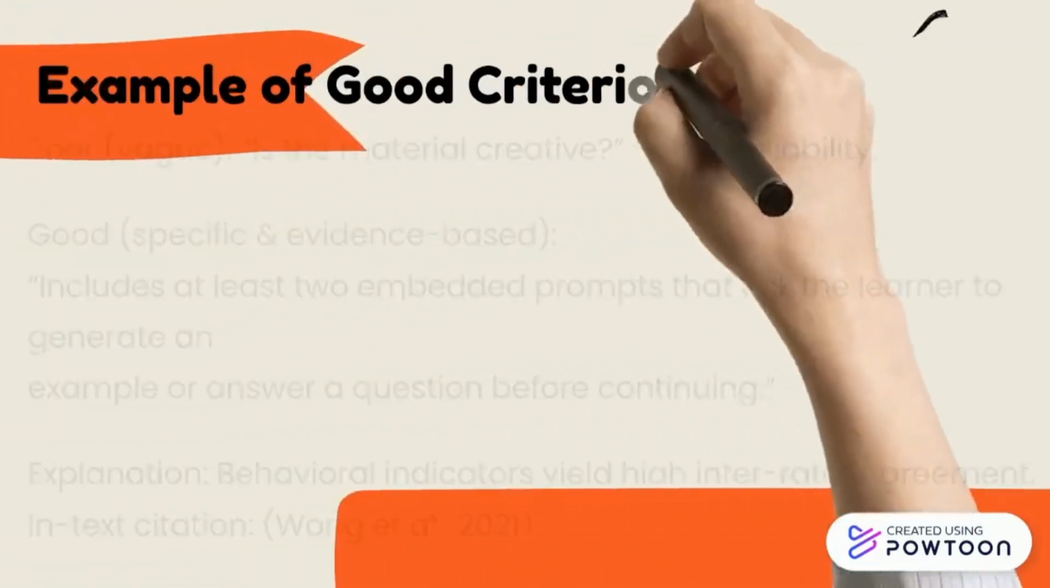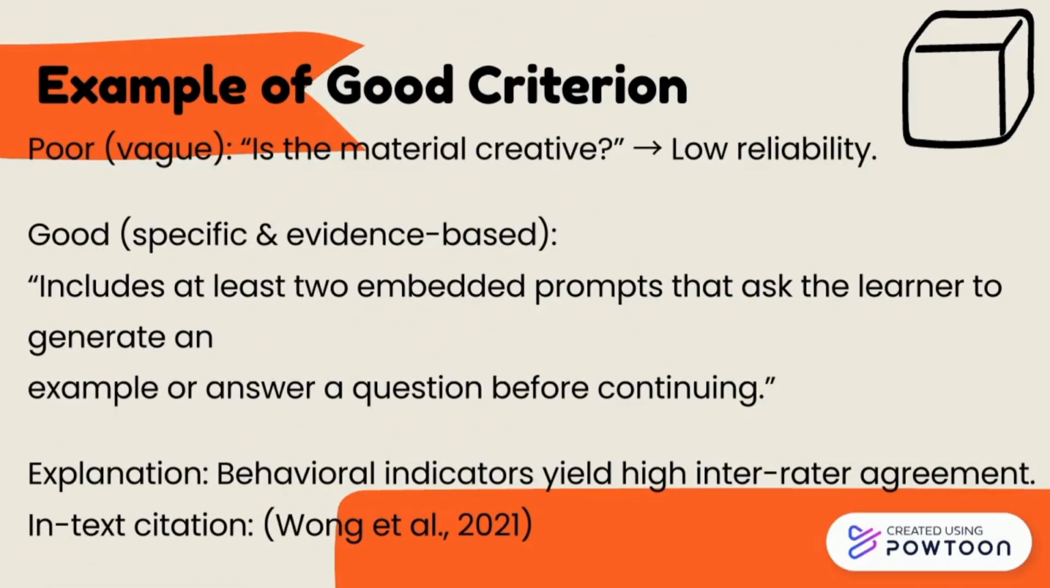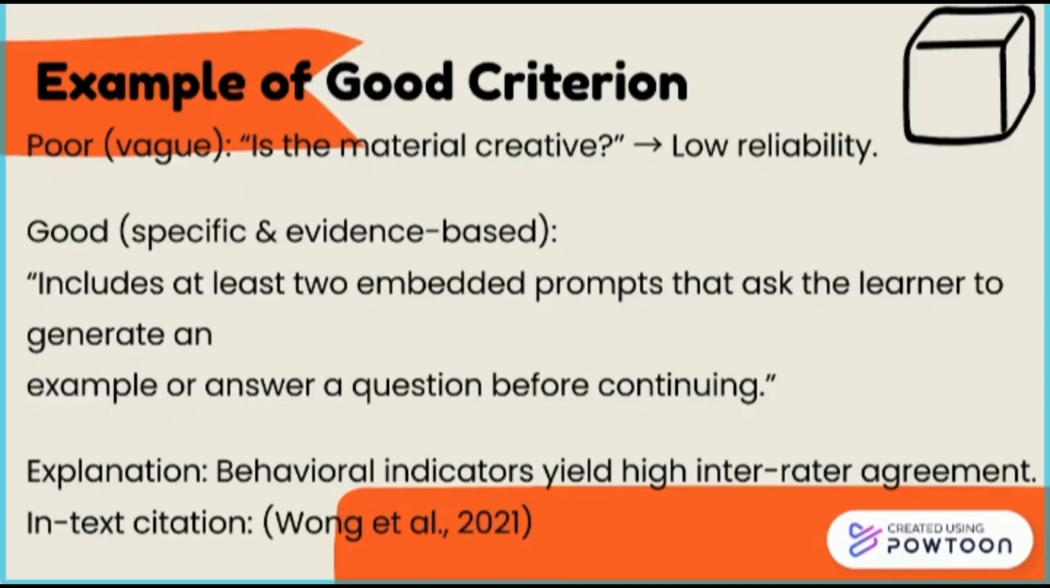Now, let me show you the difference between a poor criterion and a good criterion. Based on the engagement dimension, a poor criterion would be, is the material creative? Why is this poor? Because creative is subjective. One person's creative is another's confusing.